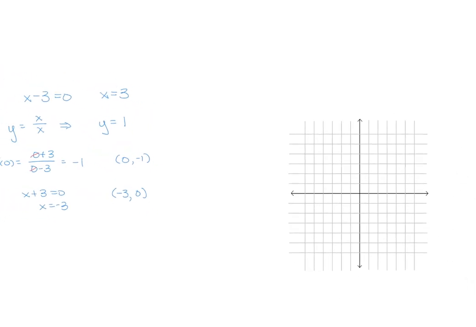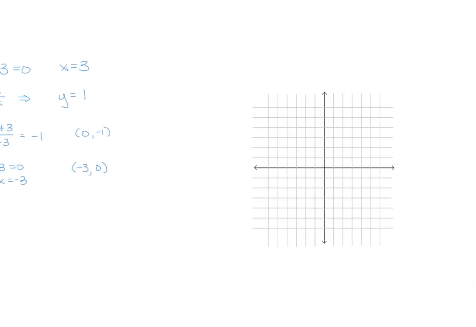All right, let's go ahead and start graphing this. We're going to start with our vertical asymptote. We have a vertical asymptote at x equals 3. We want to draw a dashed line and label it with the equation. We have a horizontal asymptote of y equals 1, so this is going to go side to side, and we label y equals 1.